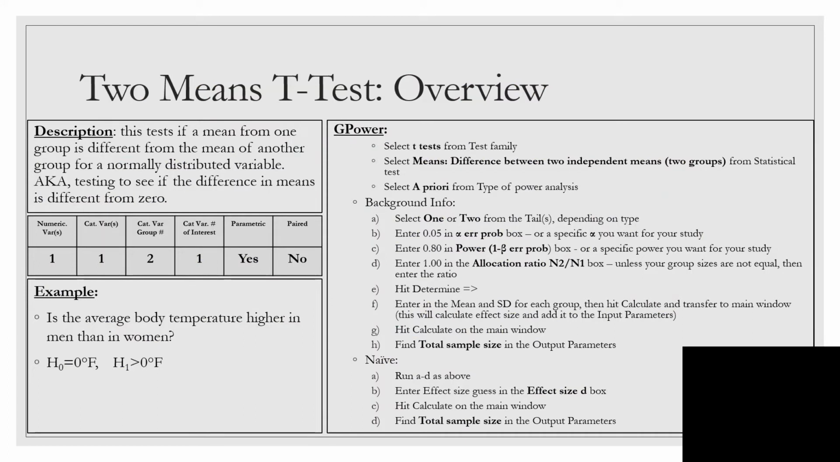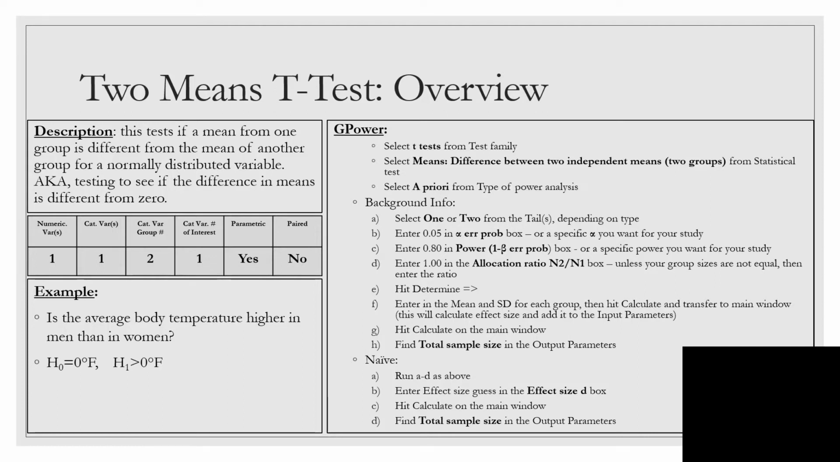Let's move on to two means. The two means t-test is very similar to the one means, but you're looking at the difference between two different means rather than one mean and a set value. You can also think of this as testing to see if the difference between those two means is anything other than 0. For example, is the average body temperature higher in men than in women?